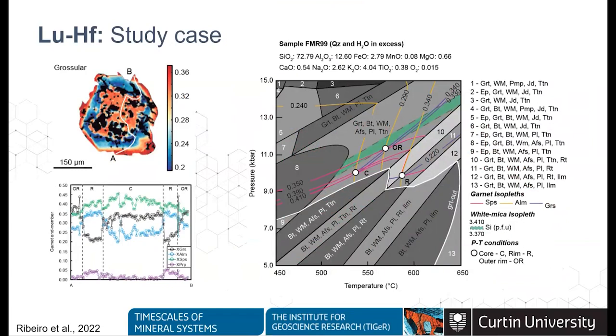And by using phase equilibrium modeling, I was able to calculate the conditions of the core, the rim, and the outer rim. So they actually create an anti-clockwise PT path like this. Interestingly enough, the composition of the micas, the muscovite, which is this green band, overlaps with the outer rim, which allows us to indirectly date the garnet outer rim using in situ rubidium strontium on muscovite.